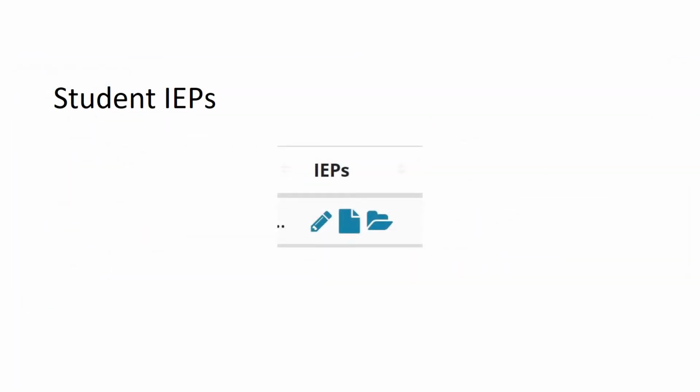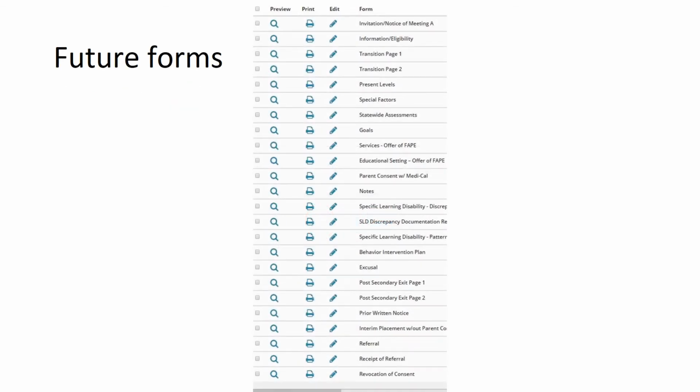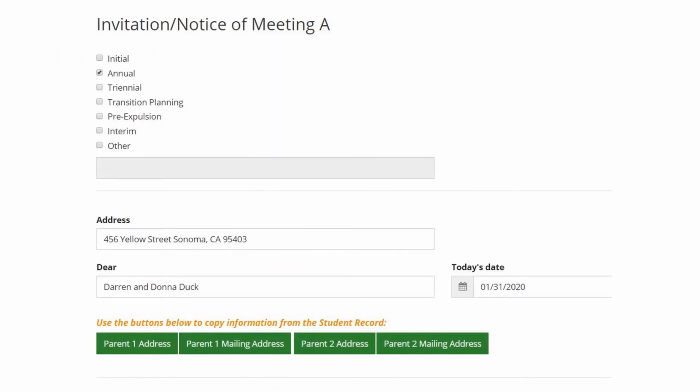Now we're ready to learn how to use some of the IEP forms. We'll click on the Edit pencil, which will take us to the future IEP forms. Let's start with the Notice of Meeting. Click on the Edit pencil and complete the form. Be careful to identify what type of meeting you'll be holding. If you will be combining a plan review and an eligibility evaluation, you must check both boxes on the notice.